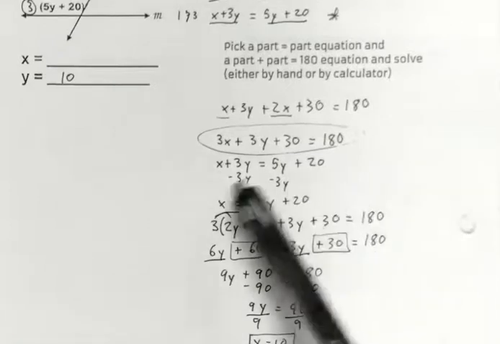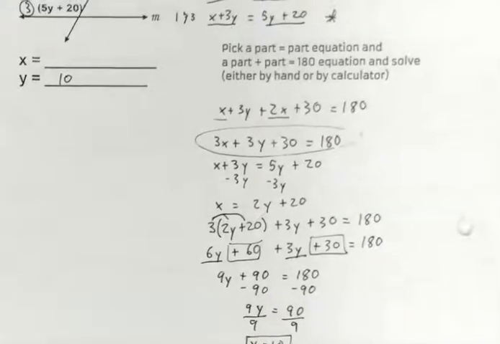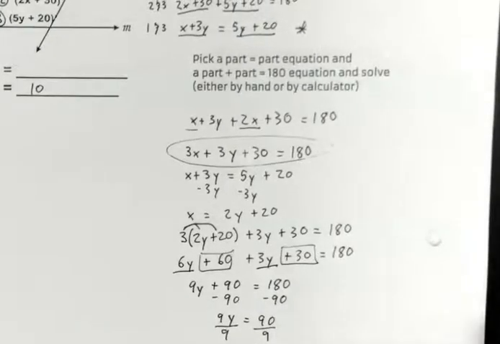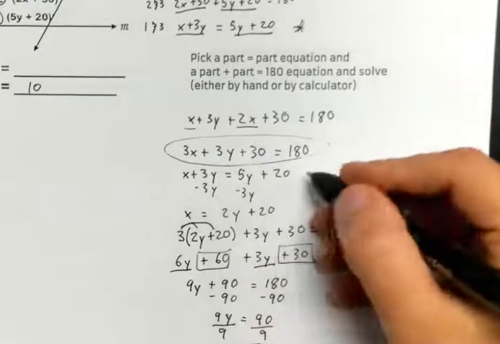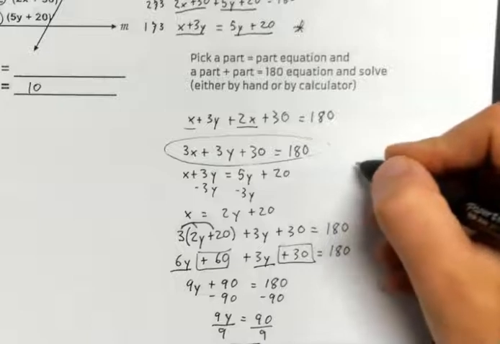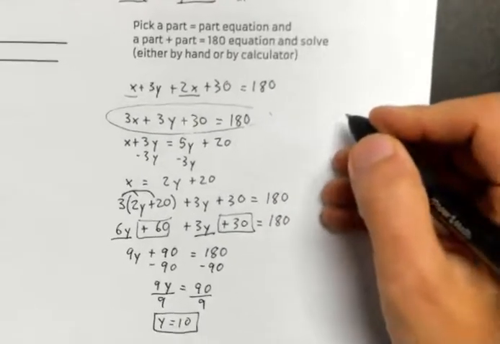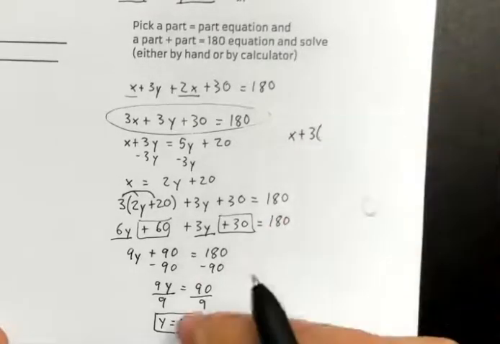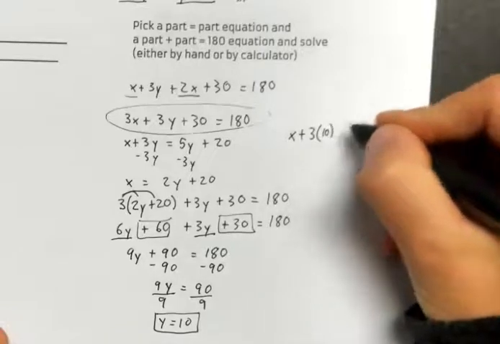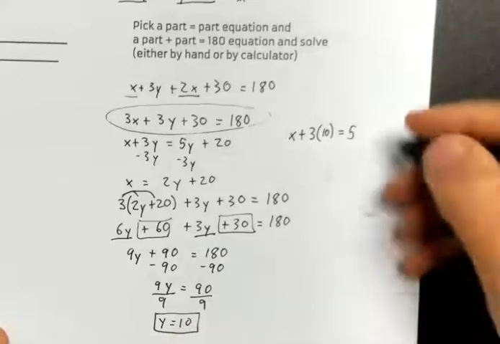You might be like, hey, why didn't you pick the more simplified version? Well, if I made a mistake, I'll carry that mistake through. So I'm going to go back and just use the initial equation that we had for part equals part. That's this equation right here. And instead of y, I'm going to put in the 10 that y is equal to. So I get x plus 3 times 10 is equal to 5 times 10 plus 20.